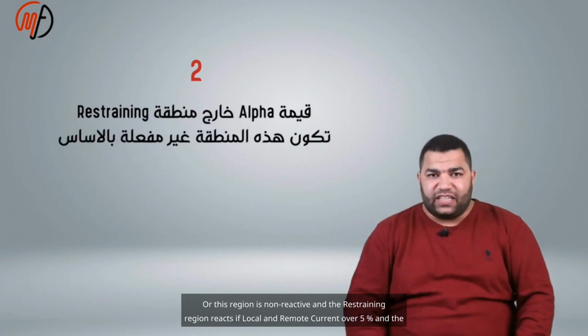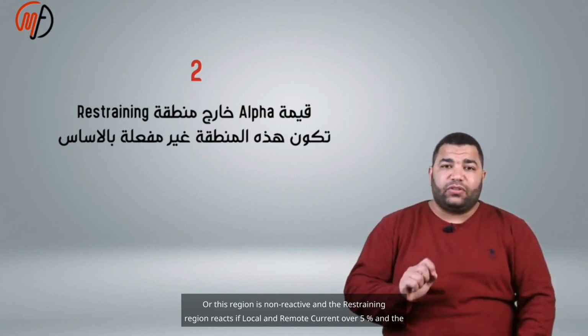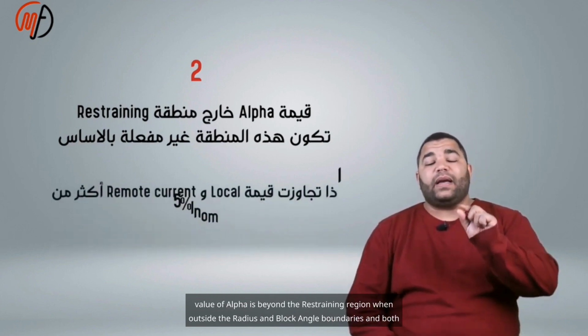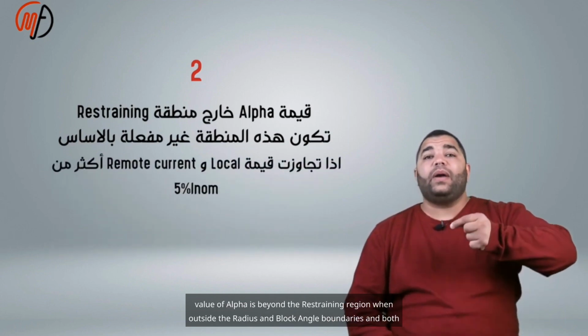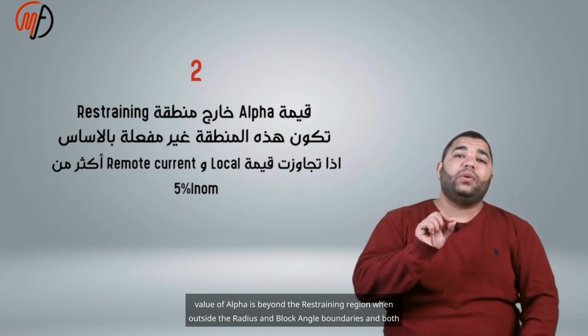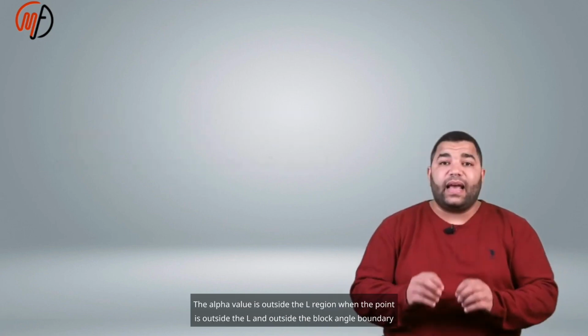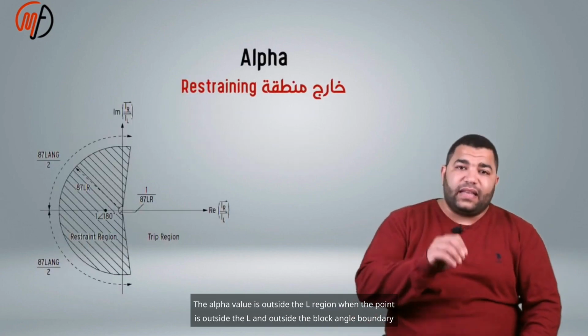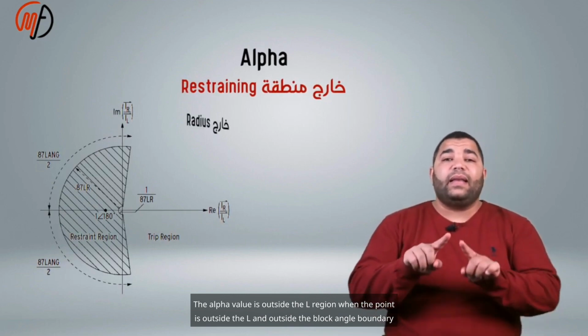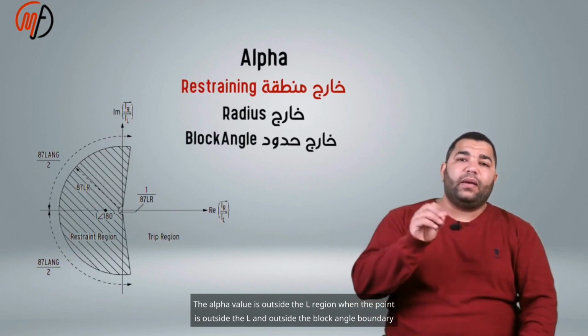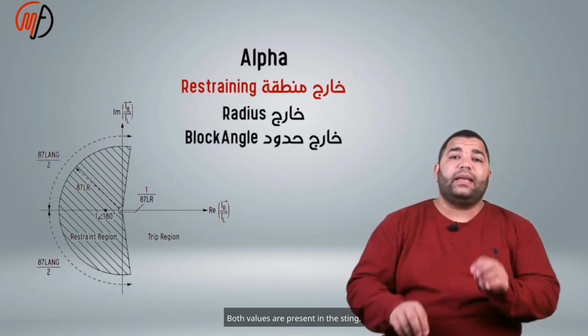The restraining region reacts if local and remote current are over 5%, and the value of alpha is beyond the restraining region when outside the radius and block angle boundaries, and both are in the settings. The alpha value is outside the restraining region when the point is outside the radius, and outside the block angle boundary. Both values are present in the settings.